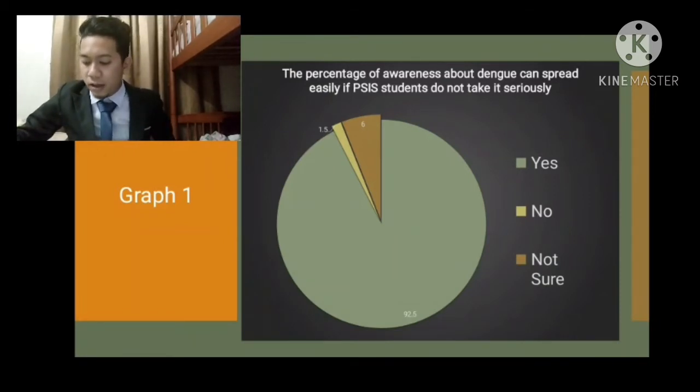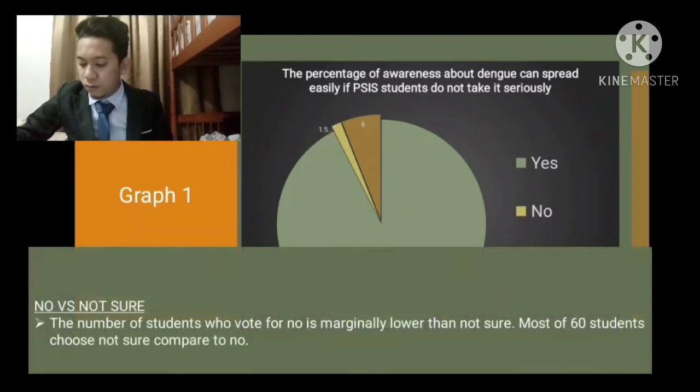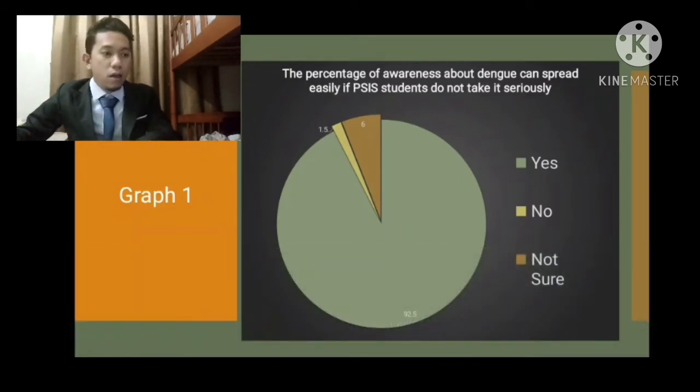Lastly, I will compare the voting of no and not sure among the Psis students. Clearly shown from this pie chart, the number of students who vote for no is marginally lower than not sure. Most 16 students choose not sure compared to no.